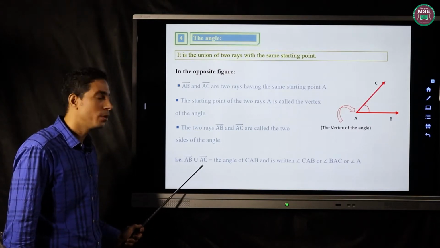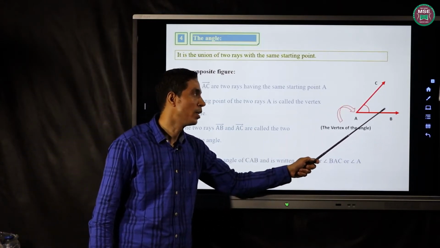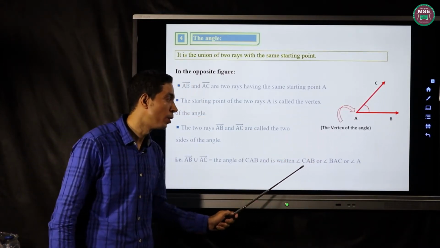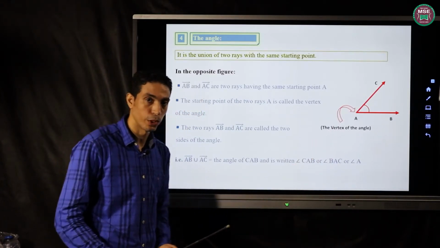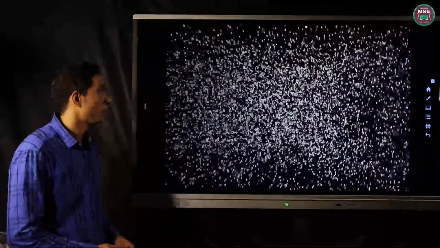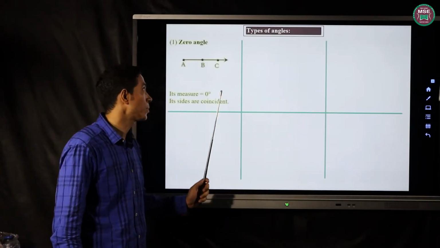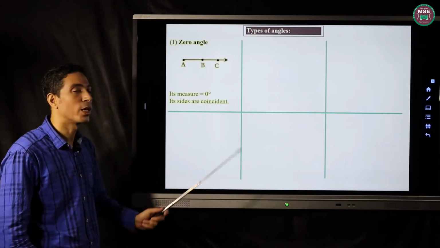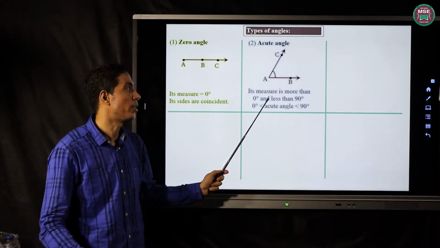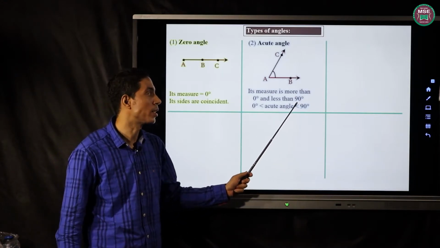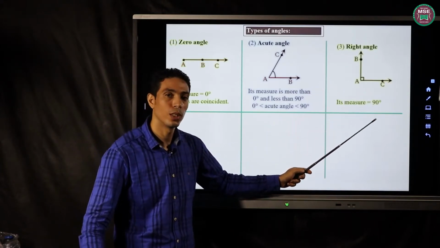Ray AB union ray AC is equal to the angle CAB, and we can write it as angle CAB or angle BAC or angle A. Okay. Types of angles. We have 6 types of angles. First, zero angle. Zero angle, its measure equals 0 degree. And second, acute angle. The acute angle, its measure is more than 0 degree and less than 90 degree. Third, the right angle. The right angle always equals 90 degree.